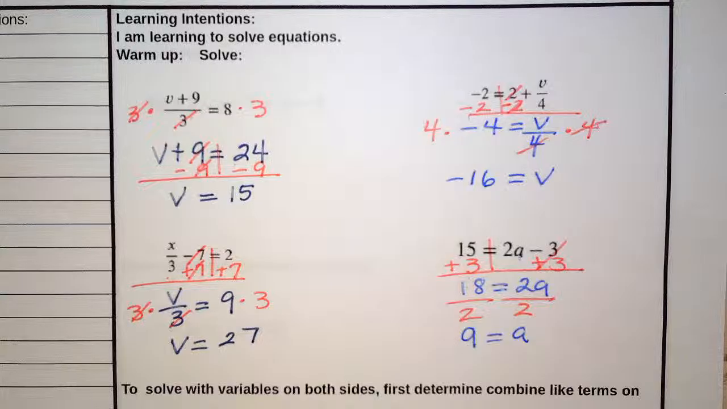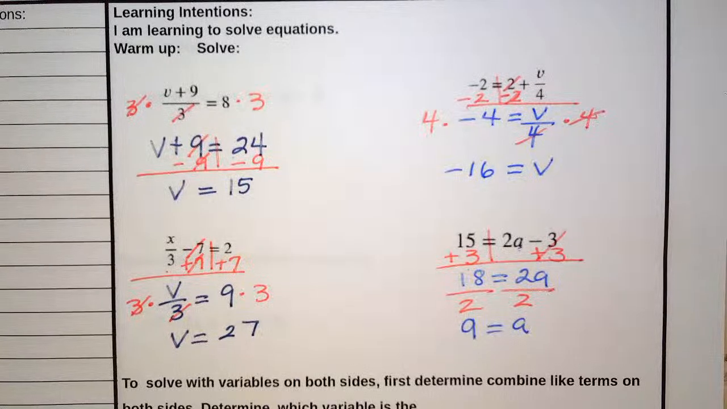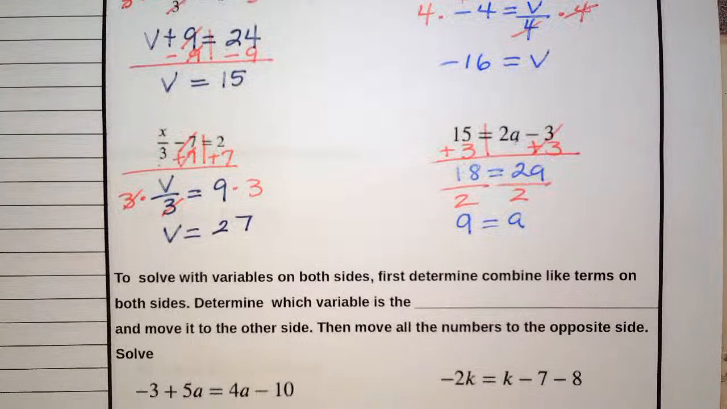Now we've been working on solving equations for a variable. But what happens if we've got variables on both sides? Well, first you've got to combine like terms on both sides. So make sure that all the numbers on both sides are added together, all the variables, etc.